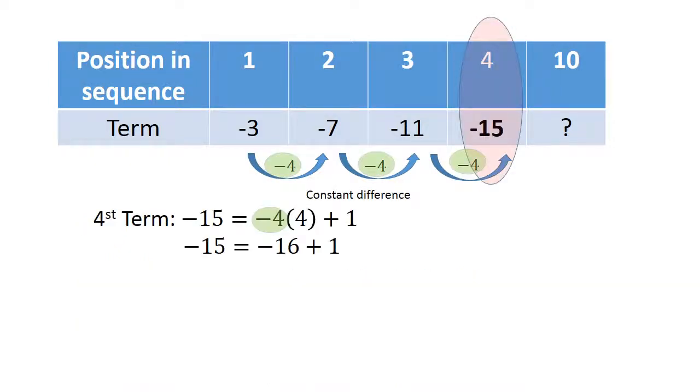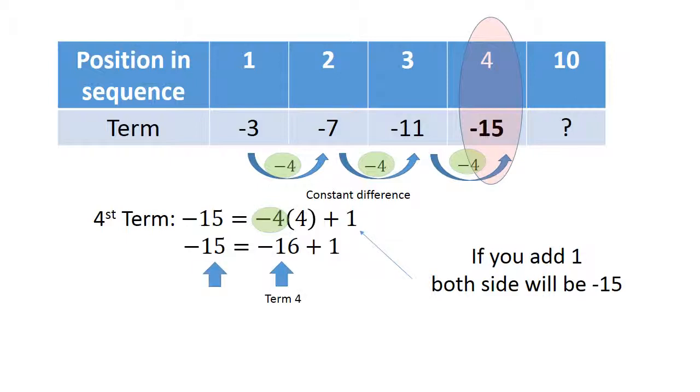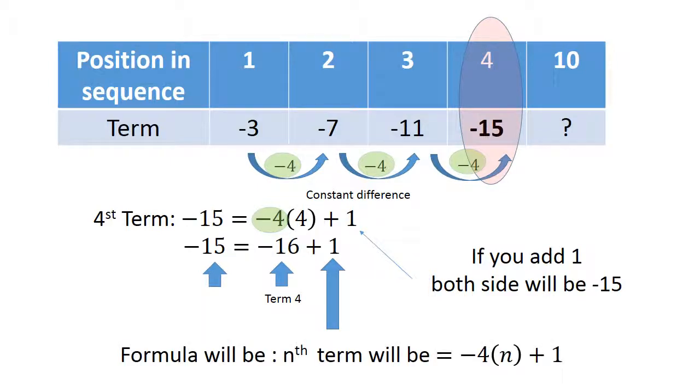Now, just look at the fourth term. We have negative 4 times 4 equals negative 16, and the 4 refers to the fourth position. And if you want to balance this, we have to add 1. So both sides will be negative 15. So the formula will be, the nth term will be negative 4 in brackets n plus 1.